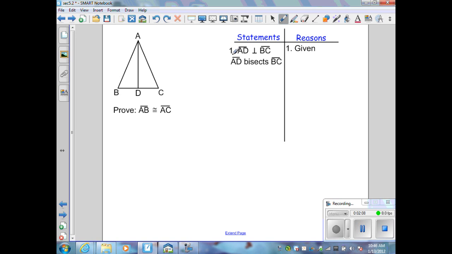Here I'm given that AD is perpendicular to BC. So, step 2, I can state that segment AD is perpendicular to BC. Therefore, I know that angle ADB is congruent to angle ADC. And that would be because perpendicular lines form congruent adjacent angles.